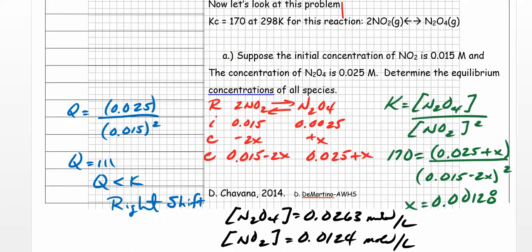All right. Let's take a look at this problem now. It says Kc is equal to 170 at 298 degrees for this reaction. Again, the temperature is not important other than the fact that if the temperature changes, the K changes as well. But they're telling me that the Kc is equal to 170. And the reaction is 2NO2, and that's gas, in equilibrium with N2O4.